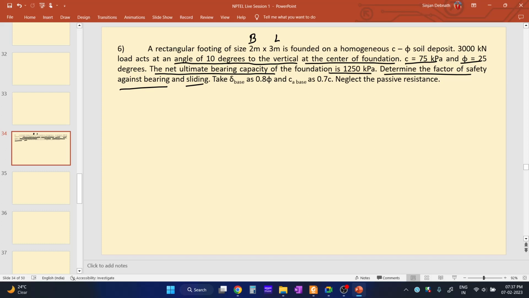Take this one as the angle of friction between the footing and the soil. It is 0.8 of phi. And this one is the adhesion, Ca base, the adhesion factor between the base of the foundation and the soil. It is 0.7 C. Neglect the passive resistance. So what is happening in this case?